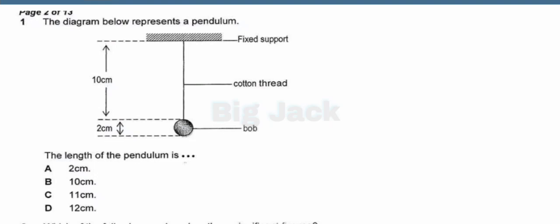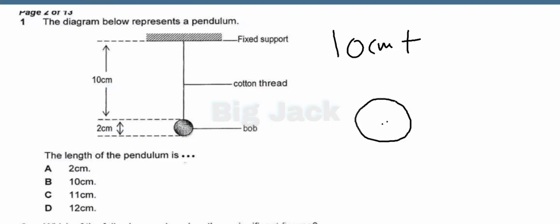From the fixed support up to where the cotton thread is ending, we have 10 centimeters, then plus. Now these 2 centimeters here, we are not going to take the whole 2 centimeters. What we are going to apply here is that every object has a center of mass. So this bob has its center of mass at this point here, where all the mass appears to be concentrated. Here we have 2 centimeters, meaning the center of mass is going to be at 1 centimeter.